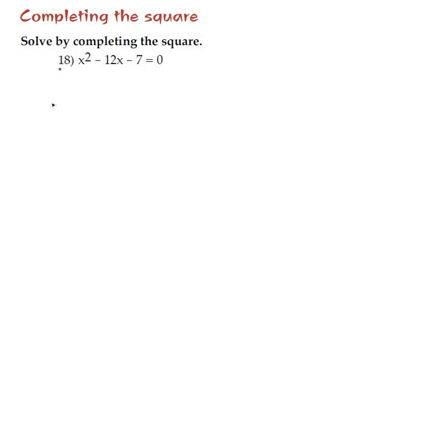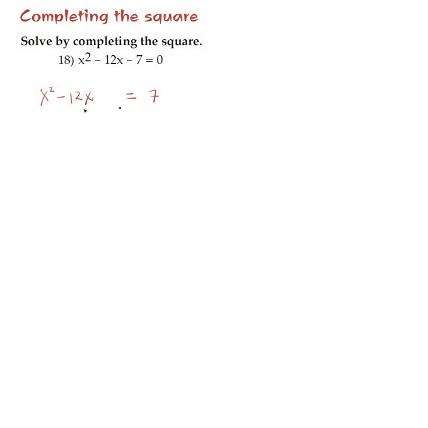Okay, so let's go. The first thing I'm going to do is send this 7 to the other side. So we will have something like this: x squared minus 12x is equal to 7.